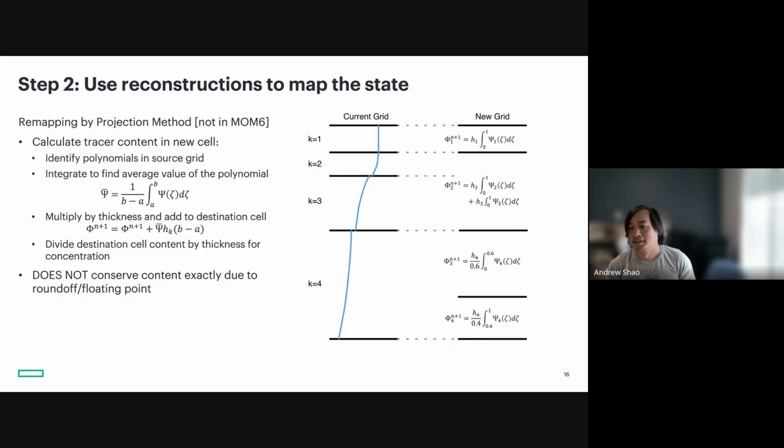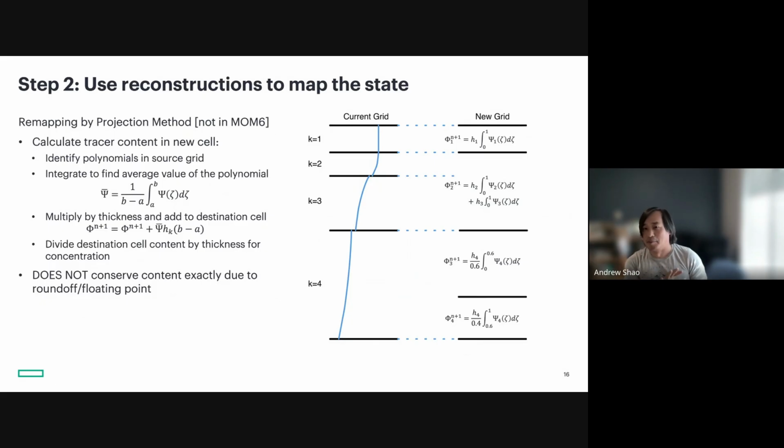You get the average of that polynomial over this little span, and you multiply by the thickness again, and you get a tracer content associated with that. And then down here, similarly, it's very similar to the k=3 case, except instead of 0.4 that you're dividing, instead of integrating from 0 to 0.6, you integrate from 0.6 to 1. And then 1 minus 0.6 is that, and then you're still integrating over the same polynomial.